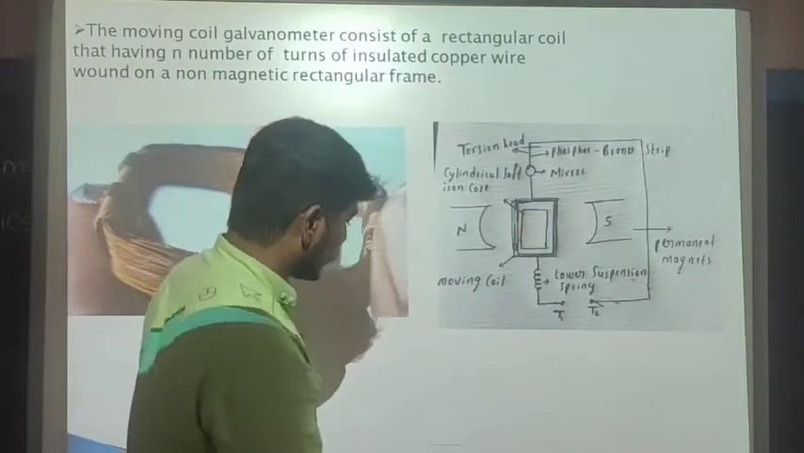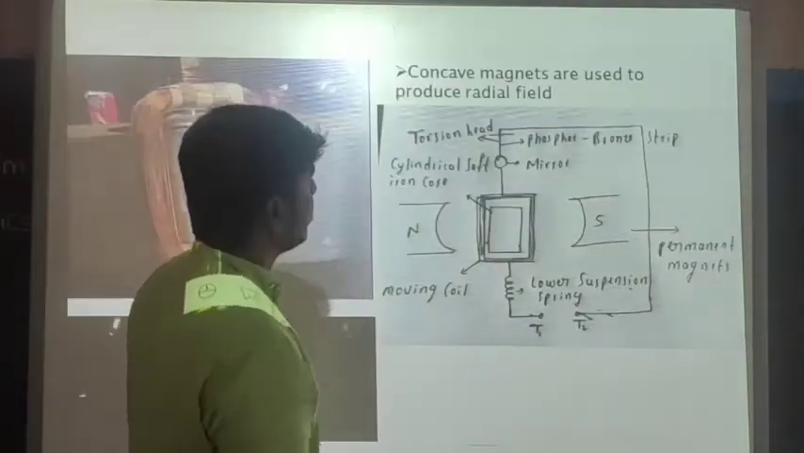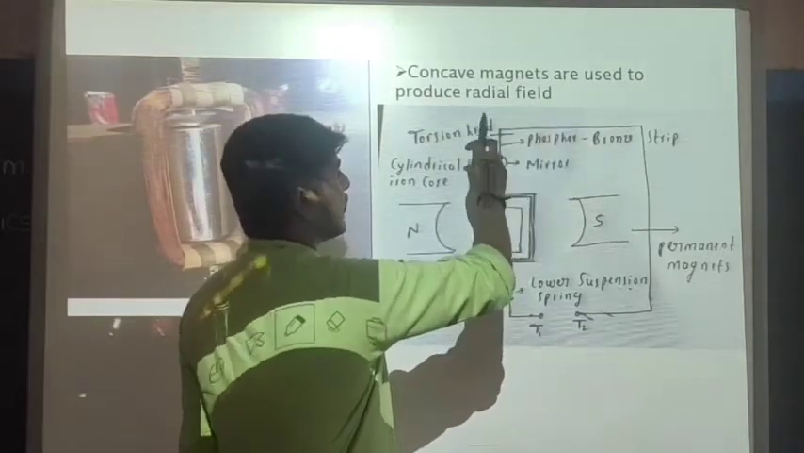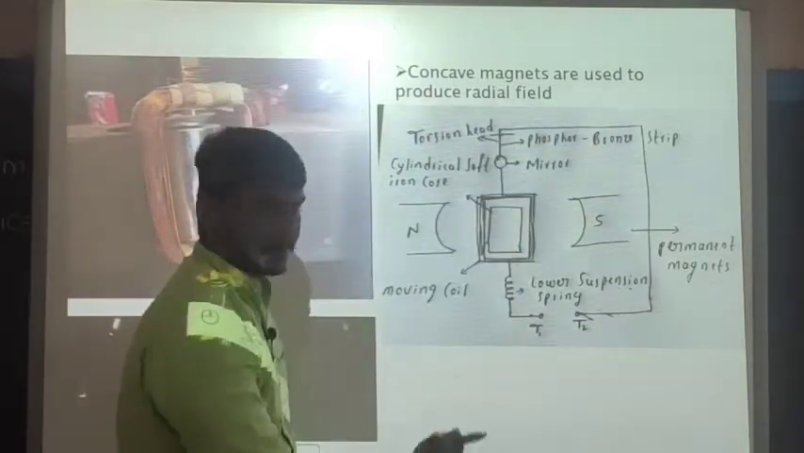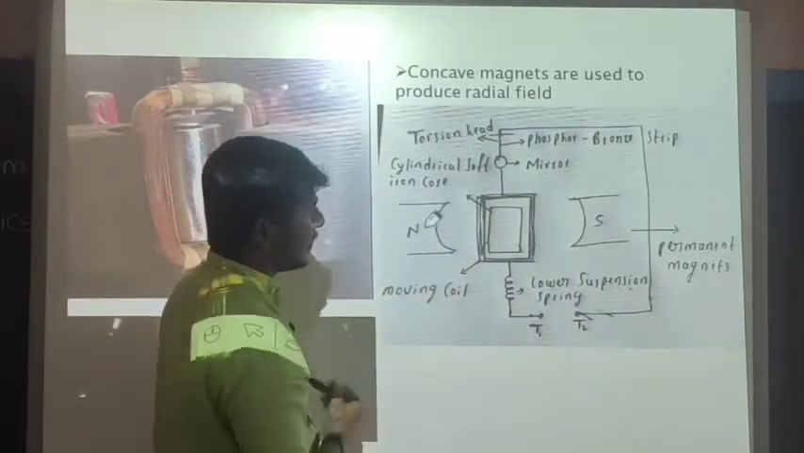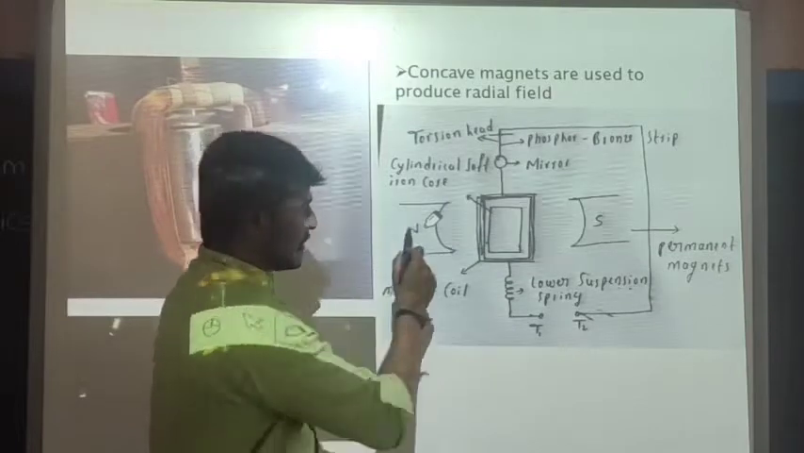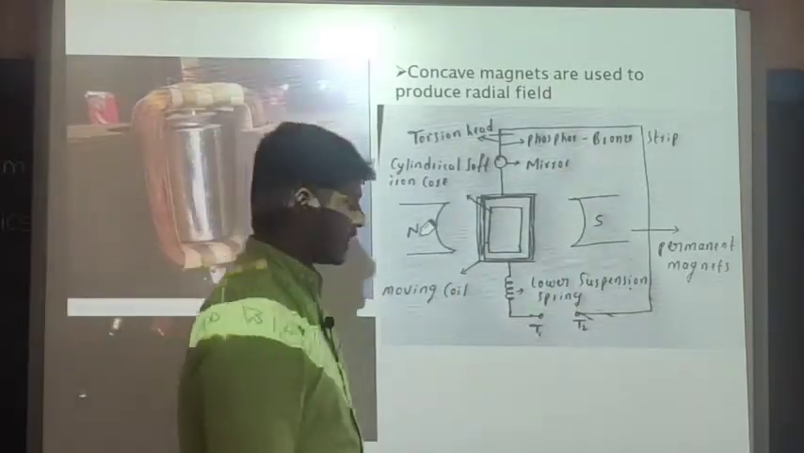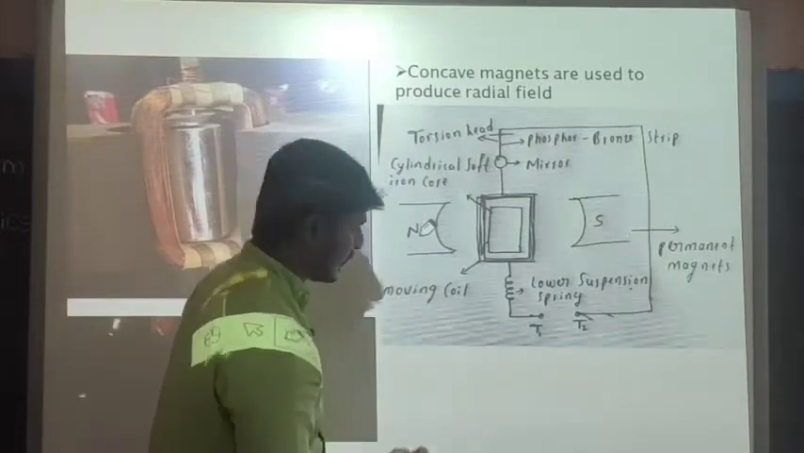Next point of construction. Here you can see that concave magnets are used to produce a radial field. You can see these two are concave shaped magnetic poles. These concave shaped magnetic poles produce a radial field. I will try to explain what a radial field is.